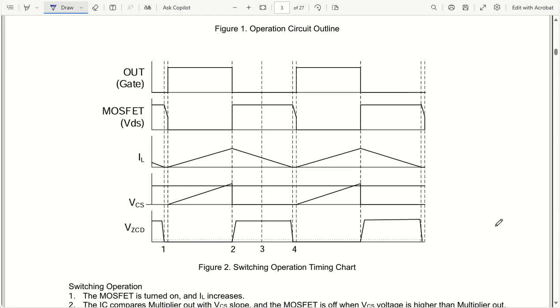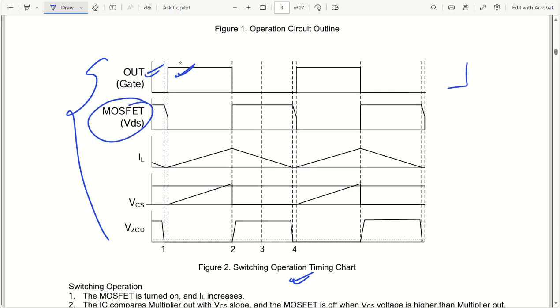Let us say the switching operation timing chart. It is all about that same thing. Let me give you an example. This is my output pin, which is going to have a gate driver. At that gate driver, let us say it goes high. Then the MOSFET VDS, that is voltage across the drain and source; this is my drain, this is my source, this is my gate, and this is my out pin that is going to my gate. This is the main understanding that we should have.